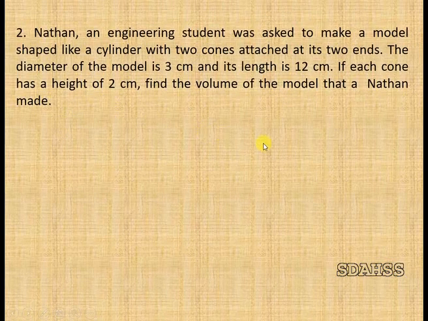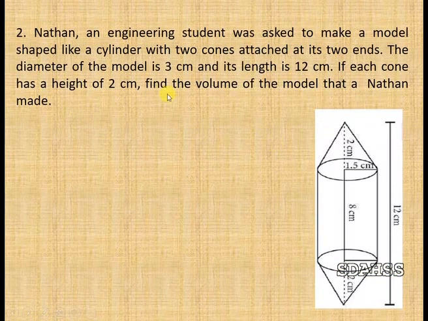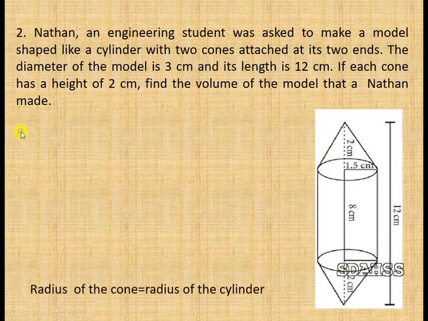Nathan, an engineering student, was asked to make a model shaped like a cylinder with two cones attached to its two ends. The diameter of the model is 3 centimeter. Diameter 3 means radius 1.5, and the length of the model is 12 centimeter. The height of each cone is 2 centimeter. Find the volume of the model.